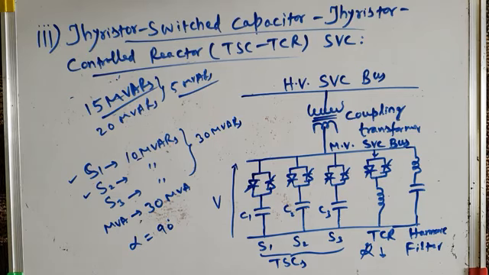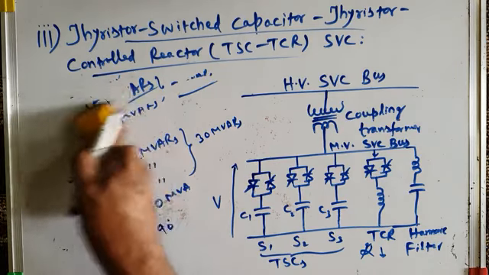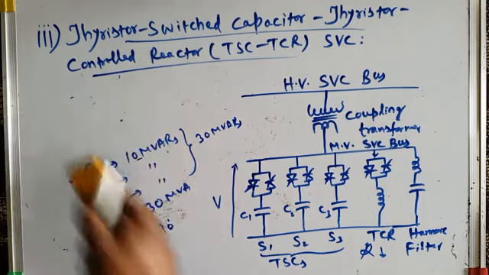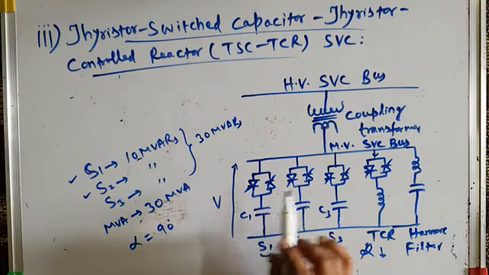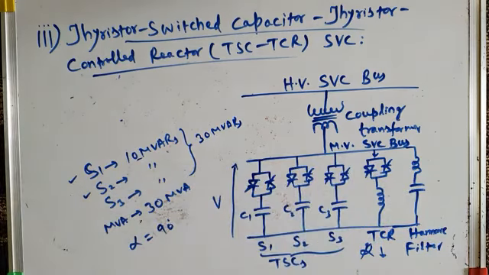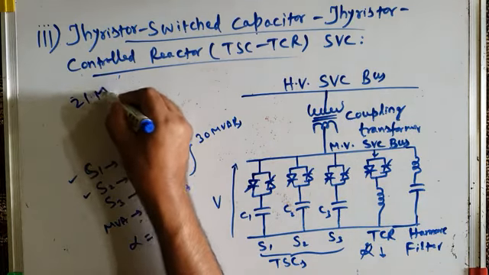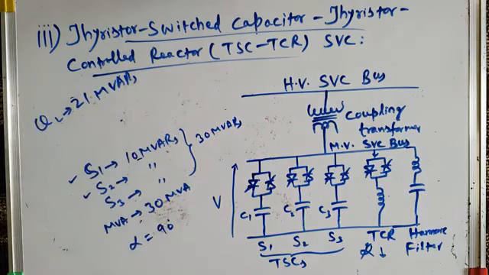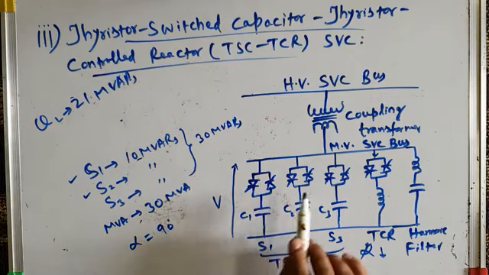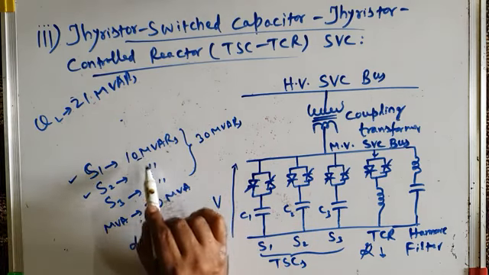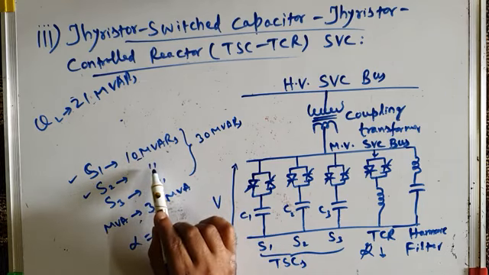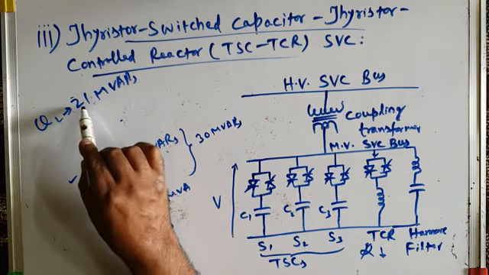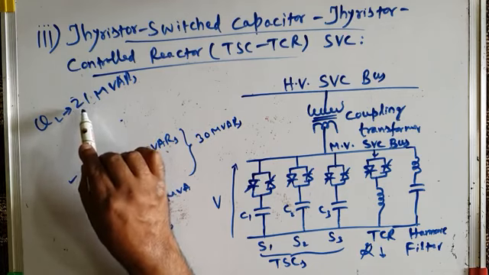Now let us suppose that after some time more industrial load is turned on and the reactive power requirement has further increased. Let us suppose the total reactive power drawn by the load increases from 15 megawatts to 21 megawatts. This is the inductive reactive power which is drawn by the load. Now S1 and S2, when they are on, inject a capacitive reactive power of 20 megawatts. But our reactive power demand has increased from 15 to 21 megawatts.